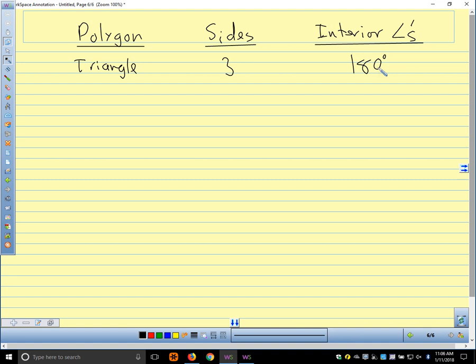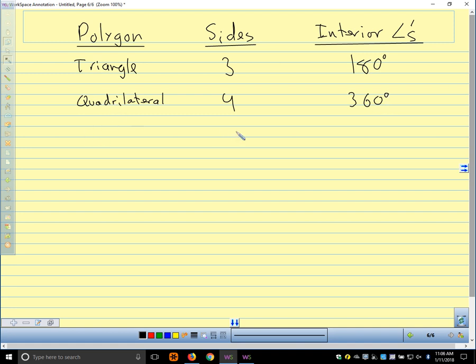What's the next biggest polygon? A square is a type of that kind of polygon. What is it? Quadrilateral. Quad just means 4, so quadrilateral. Quadrilateral is the only polygon that has a separate type of name. 4 sides and the interior angles add up to 360.